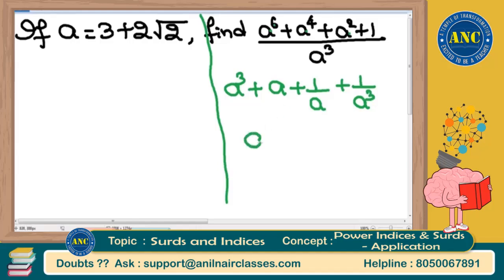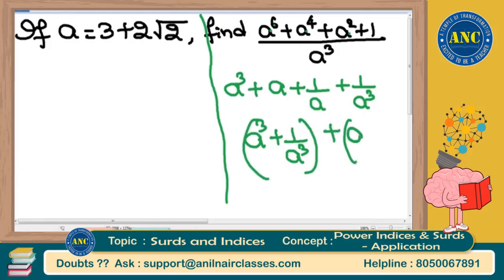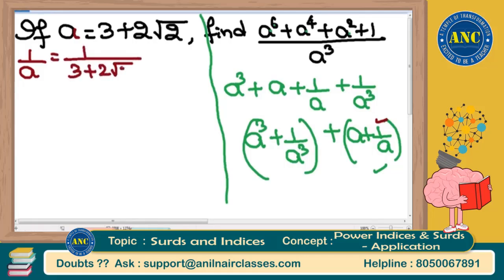That means I need to find A cube plus 1 by A cube value and add it with A plus 1 by A value. If I get A plus 1 by A, I can easily find A cube plus 1 by A cube. Now, A plus 1 by A is what I require. I already have A. I require 1 by A. Analyze the problem like this. What is the difficulty? 1 by A will be equal to 1 by 3 plus 2 root 2.